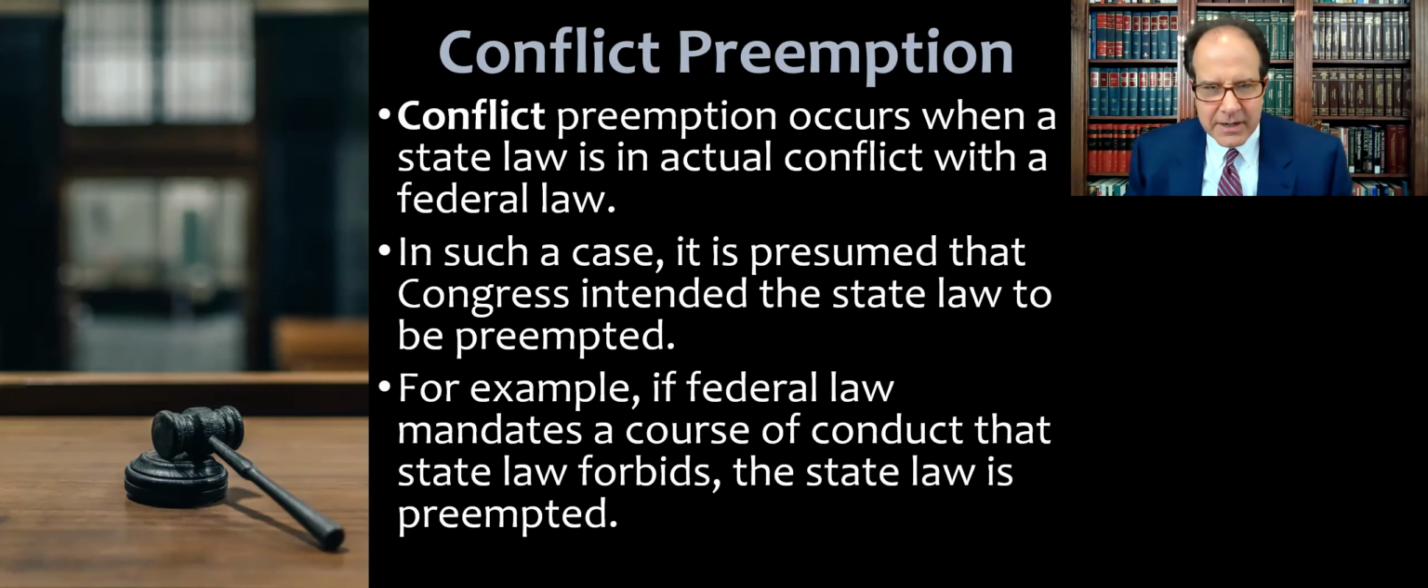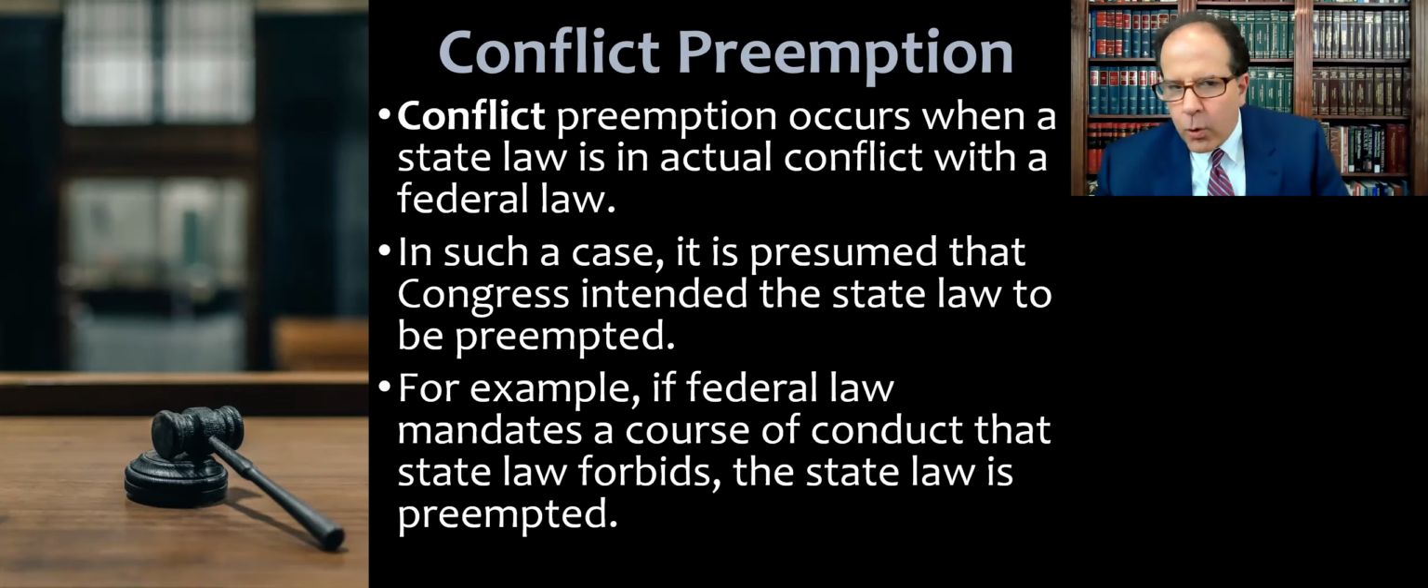So you should think of conflict preemption as mutually exclusive cases, even though Congress didn't say we preempt. It's presumed that Congress intended state law to be preempted when they do this. For example, if federal law mandates a course of conduct that state law forbids, that state law is preempted. But we could also get a conflict preemption case where, for a court, federal law would produce one result in a case and state law would require the exact opposite result, like the other party winning the case. That could also be a kind of conflict preemption because the two consistently produce mutually exclusive results.